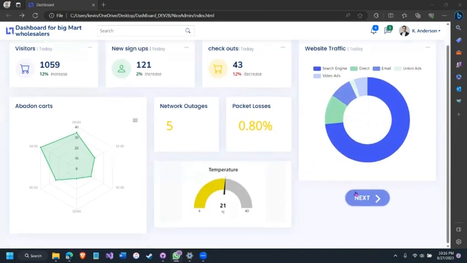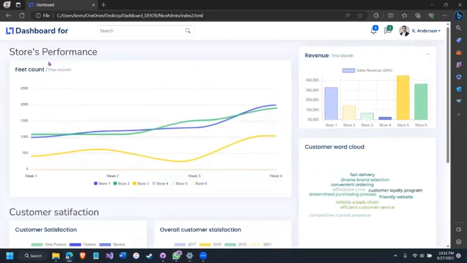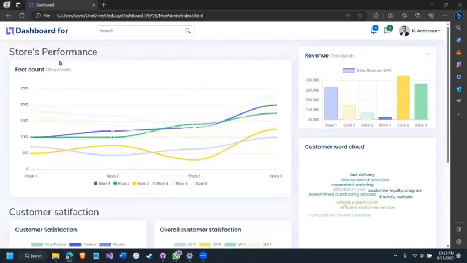And if we move on to the next page, we can see this is the store's performance. So in this big chart over here, we can see our fleet count. And if you hover over it, you can see our fleet count for the different stores in the different weeks. So in week 4, we have store 1 until 6, and it shows you all the different units, and we have from week 1 till 4.